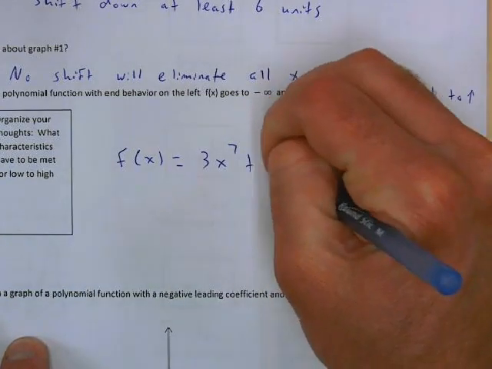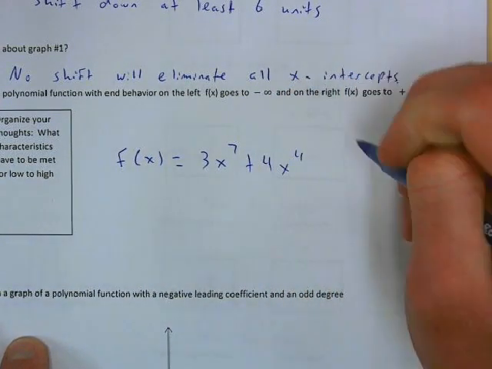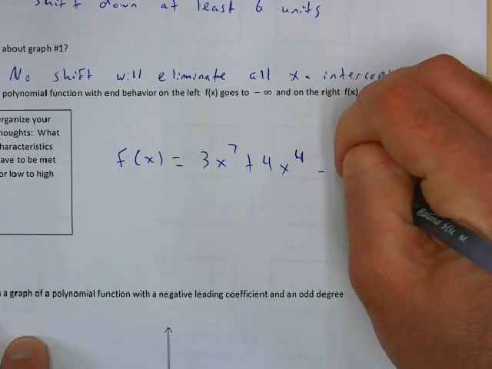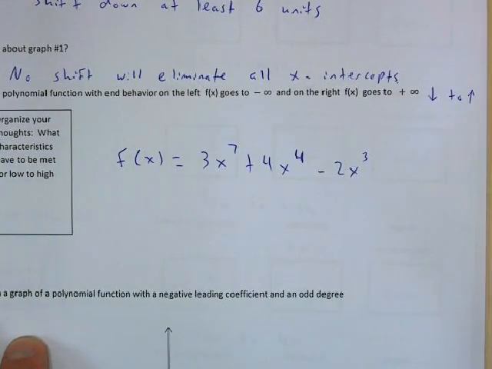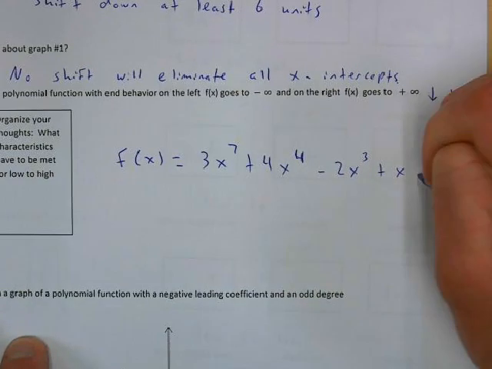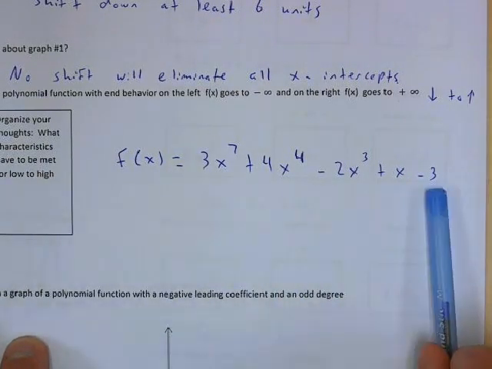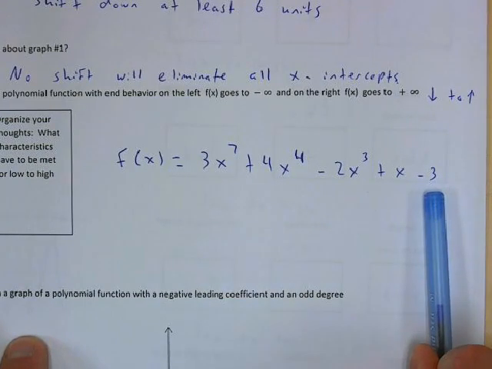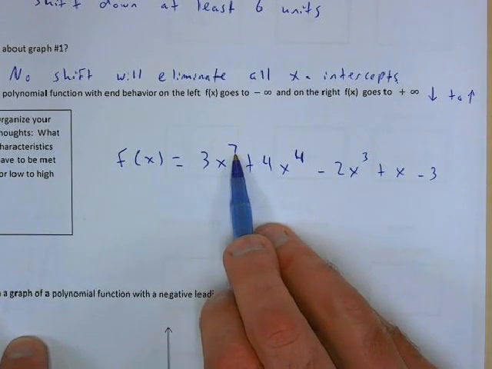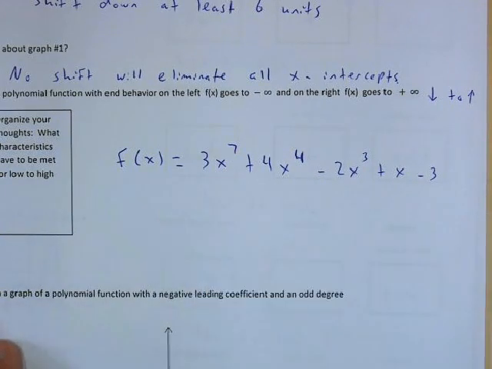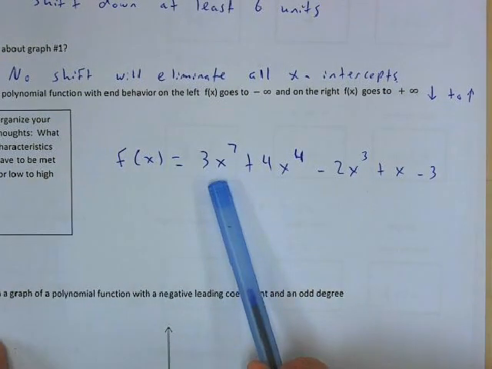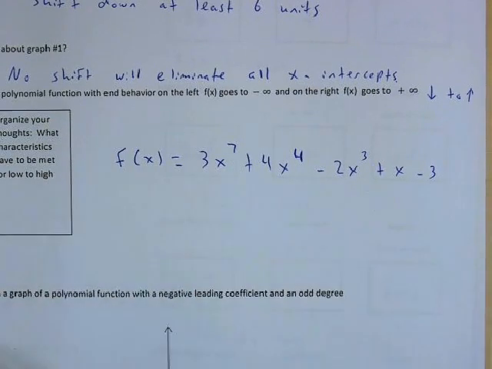Sure, I can put plus 4x to the 4th. Okay, and then I can stop there. Or I can put, minus 2x to the 3rd. I can stop there, or plus x. And I can stop there, or minus 3. All this stuff doesn't really matter. It can be there, it can be different, it cannot be there. What we have to have is a positive number here and an odd power there. Okay, and that's going to give us that low to high. So again, all this stuff doesn't matter. This is the key. Positive number here, odd number there.